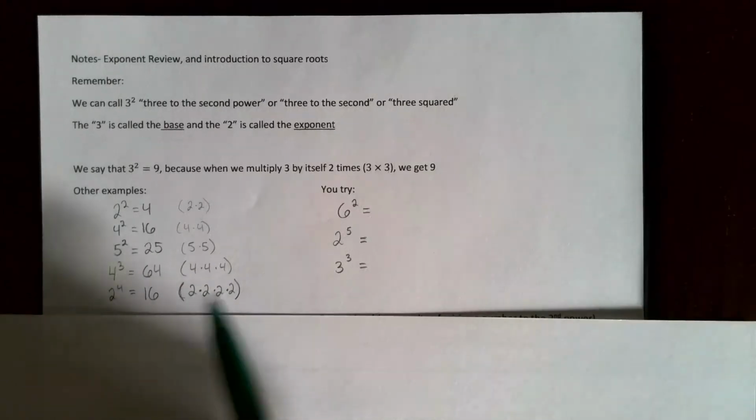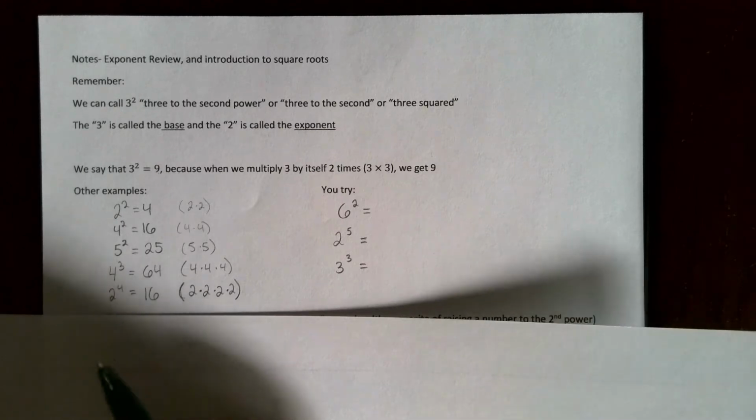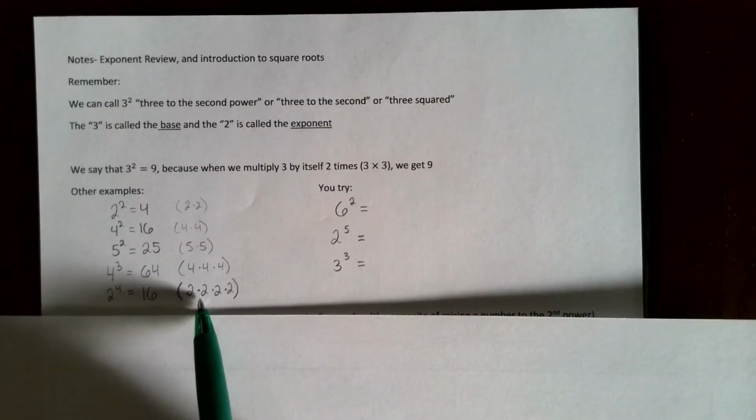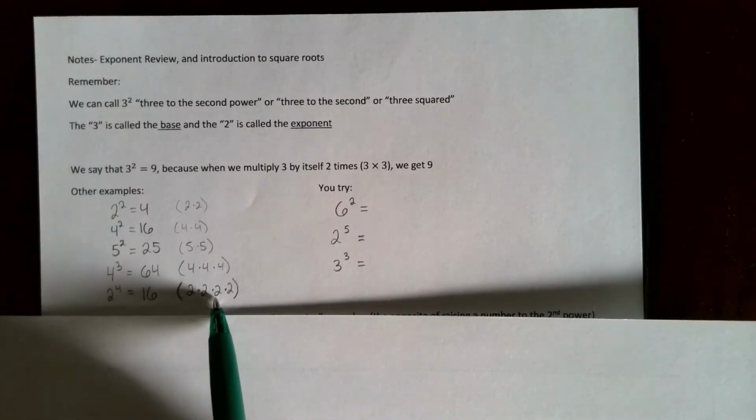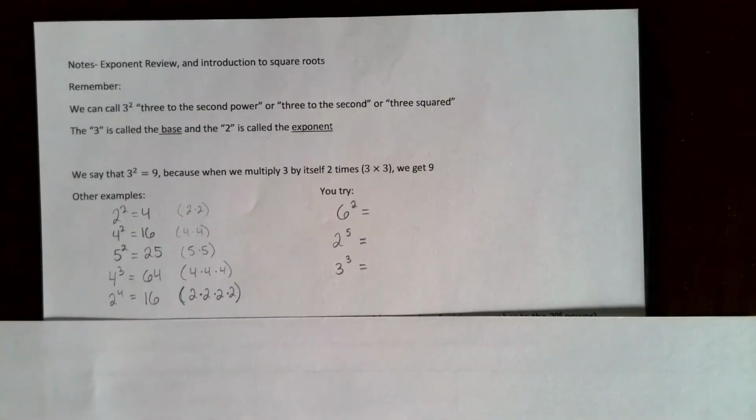2 to the fourth is 16, because that's 2 times itself 4 times. So 2 times 2 is 4. 4 times 2 is 8. 8 times 2 is 16. There's our answer. So go ahead and pause the video and try those real quick. See if you can get those answers.